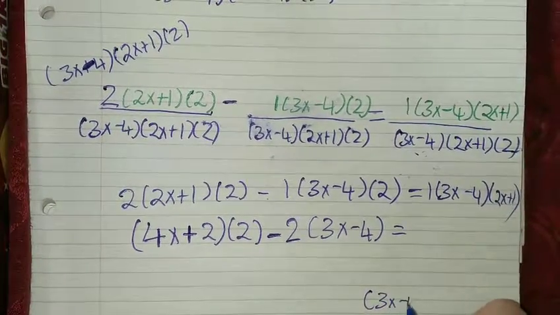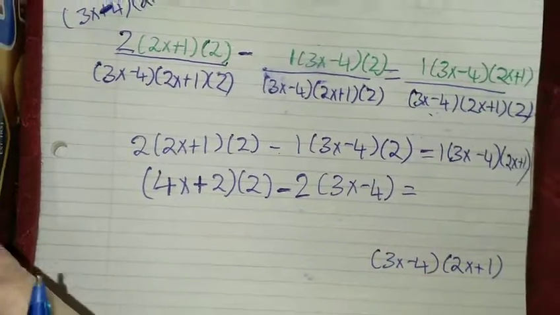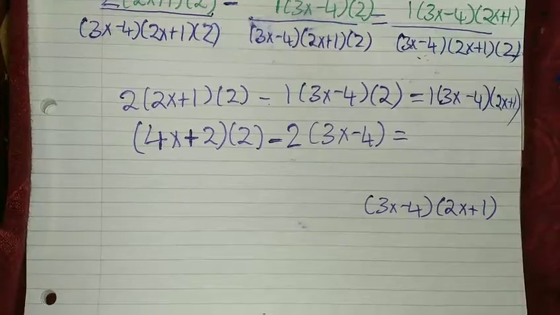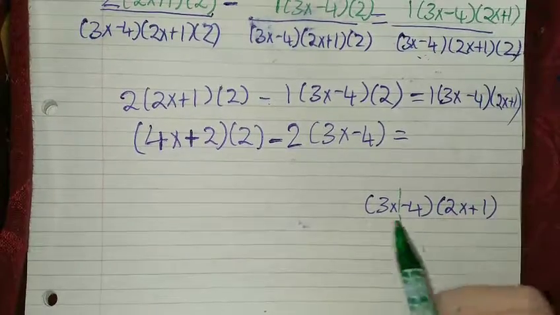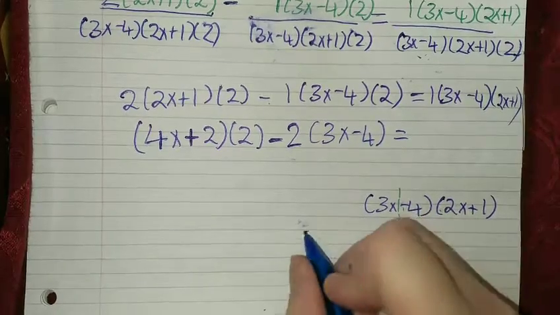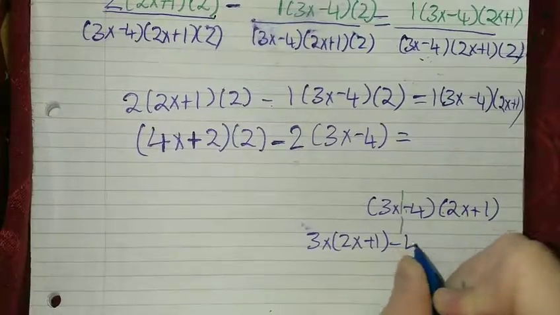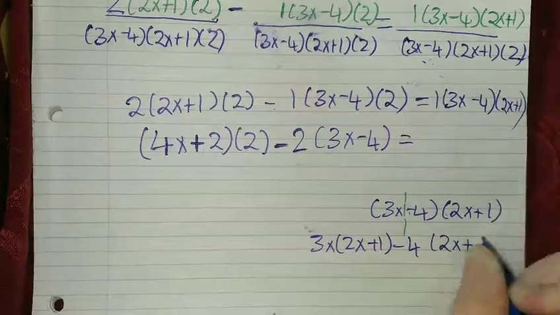So 3x minus 4 and 2x plus 1. When I have two things in a bracket, I have to split one of my brackets and multiply the first half by the second bracket and the next half by the second bracket. So that's going to be 3x by 2x plus 1 and then minus 4 by 2x plus 1.